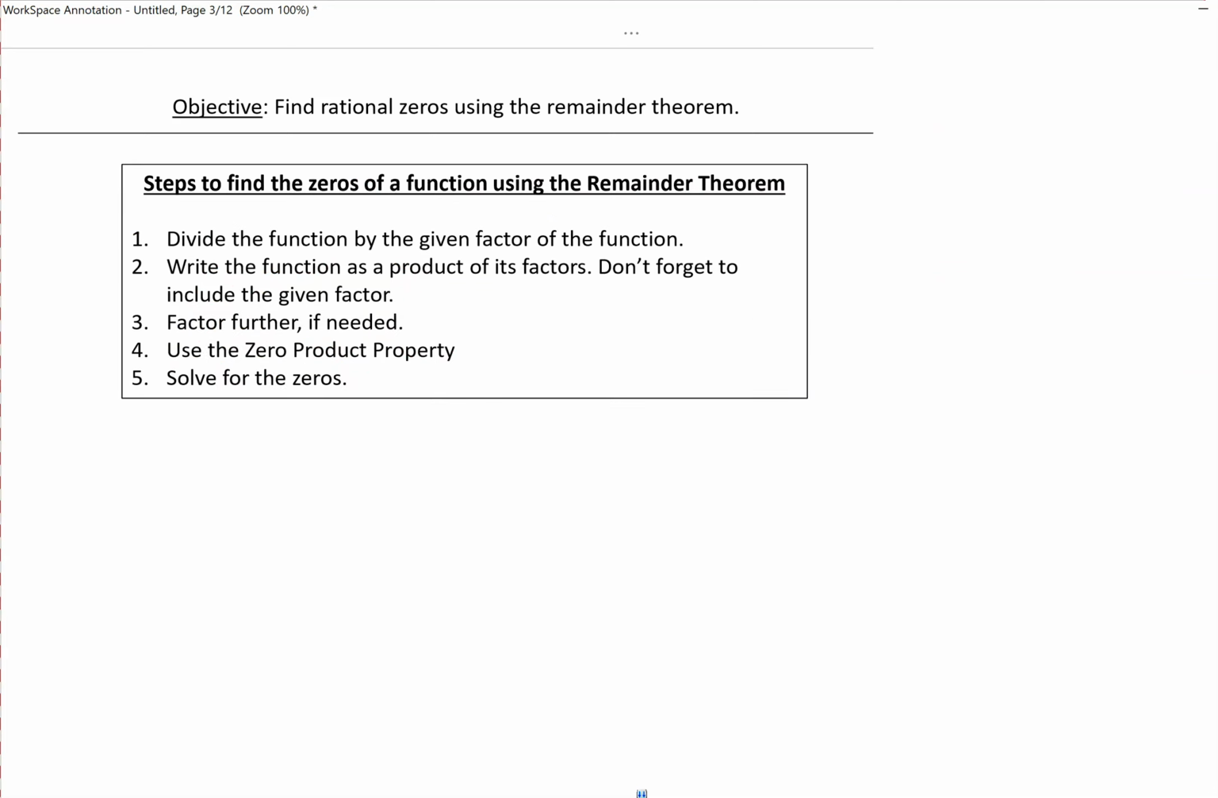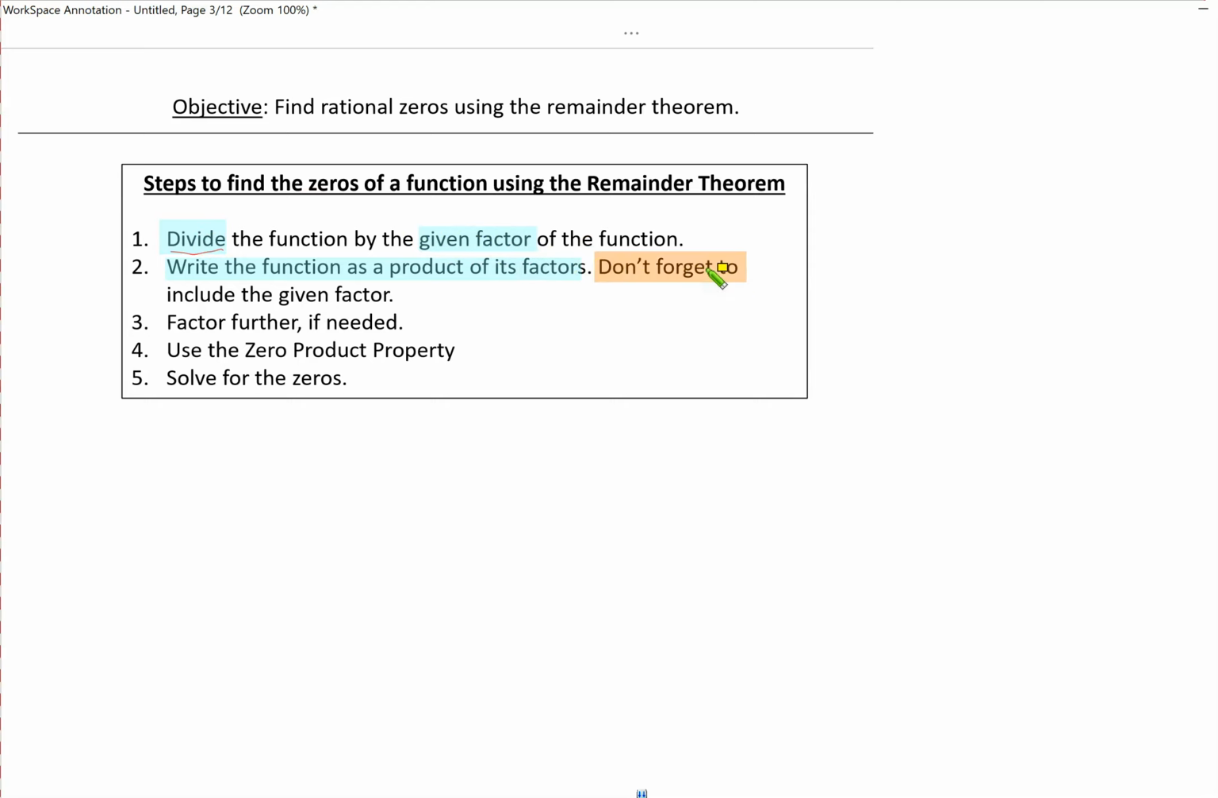So that's what this is talking about, the procedure here for using our remainder theorem. If we have a given factor, or we're given a zero and we create the factor that it came from, we're going to use our division skills to divide the function by the given factor of the function, or the factor that we have of the function. Then we will write the function as a product of its factors. That would be our quotient that we get from step 1 and the factor that we divided by. That's what this is talking about here.